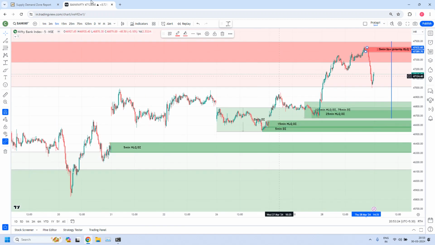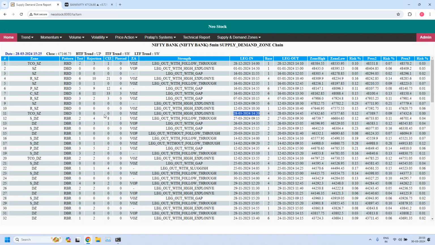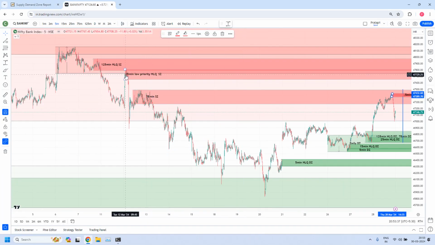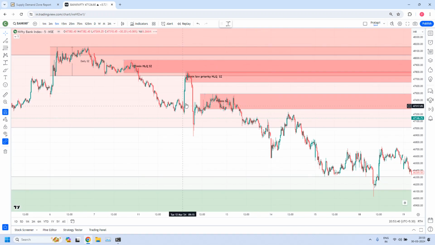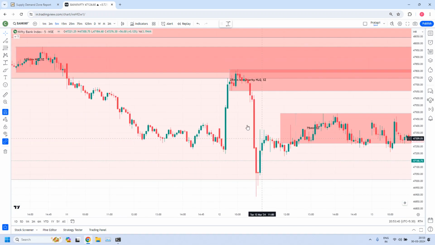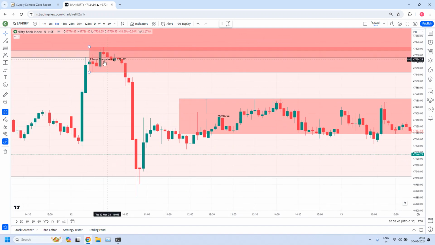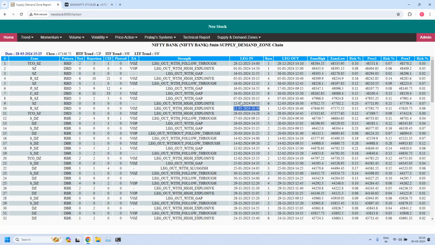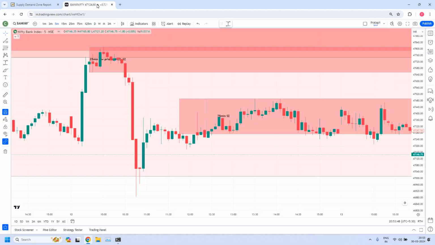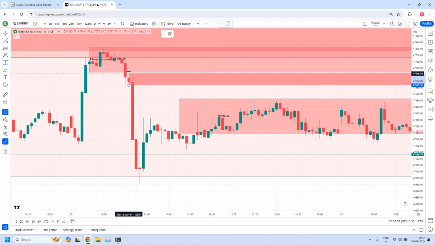And there is one more 5 minutes high liquidity zone above this. Let's draw even this. It was created on 12th March at 10:30, after that one base candle. So here we have the 5 minutes high liquidity zone.